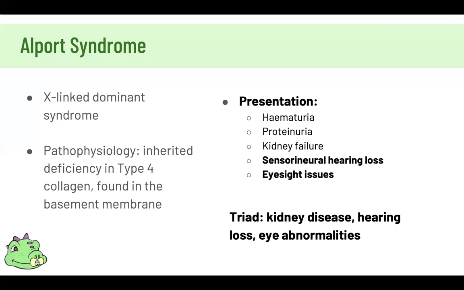So if you see a triad of kidney disease with hearing loss and some sort of eye abnormality, then that is very much buzzwordy for Alport syndrome.